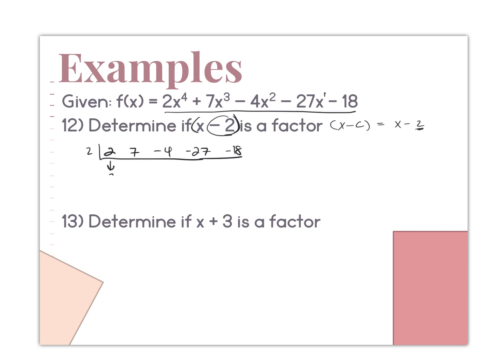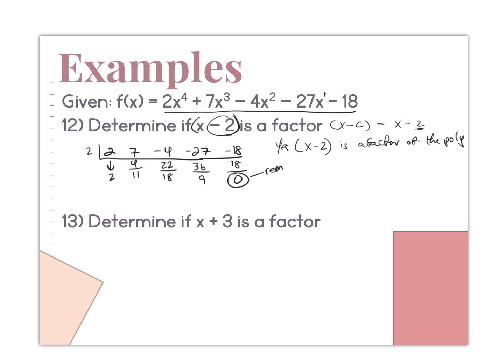I'm going to bring down the first one, I'm going to multiply, and I'm going to add. I'm going to multiply again, then I'm going to add, write it in the column, and I'm going to add. I'm going to multiply, I'm going to get 36. I'm going to add, I get 9. 2 times 9 is 18. I'm going to add, and I get 0. So because the remainder is 0, x minus 2 is a factor of the polynomial. So the answer is yes, because the remainder is 0.